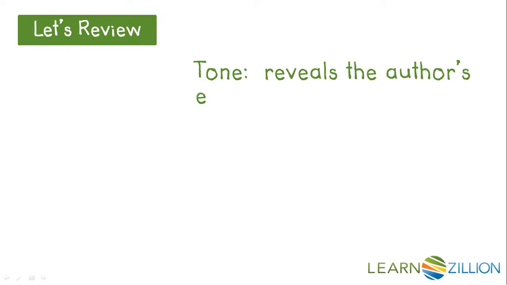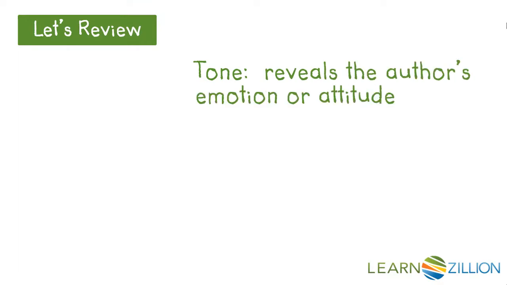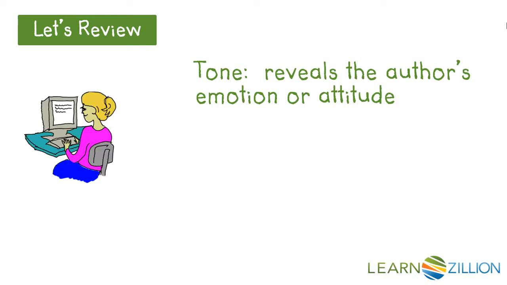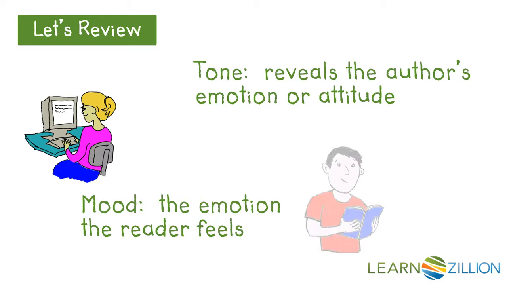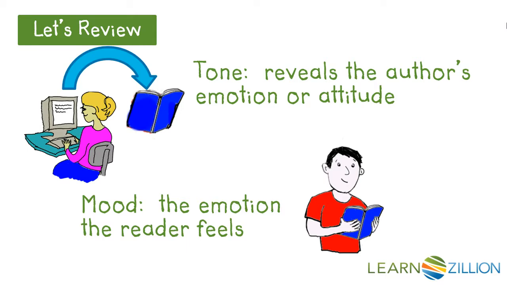Since tone of a text is easily confused with the mood of a text, let's review the difference. Tone refers to the author's emotions or attitudes. The author uses certain words or phrases to try to convey that emotion to the readers. Mood is the way the author's words make us, the readers, feel. So, to keep mood and tone straight, think about tone as the author putting emotion into the text, and mood is the reader receiving the emotion from the text.